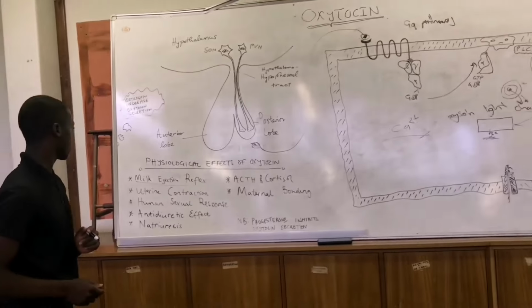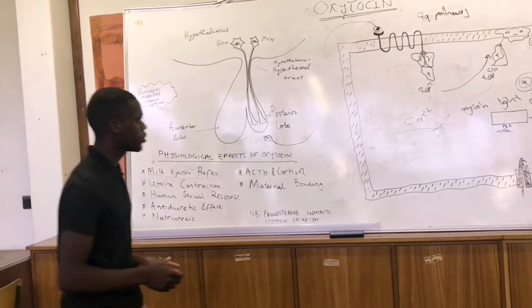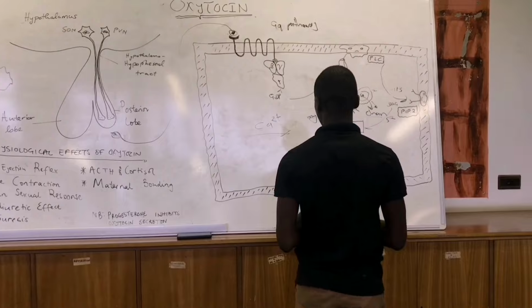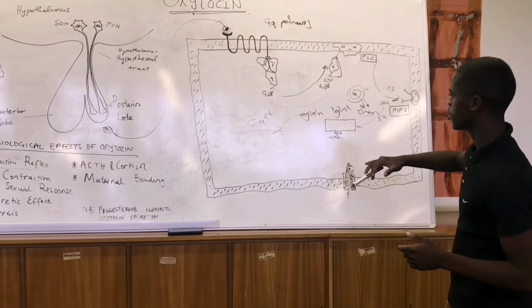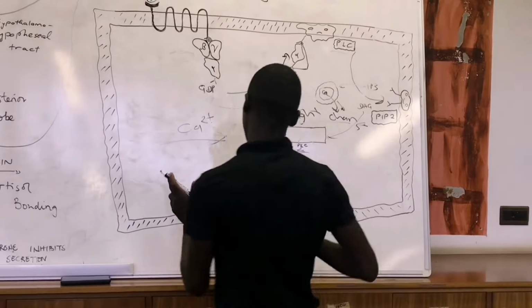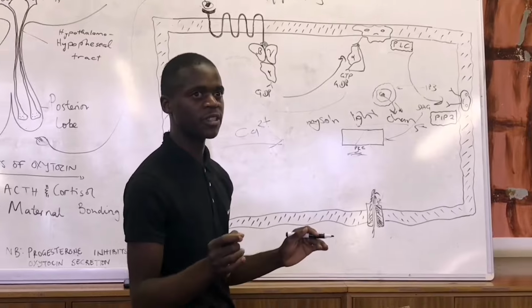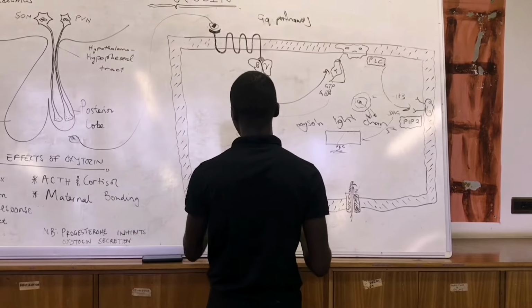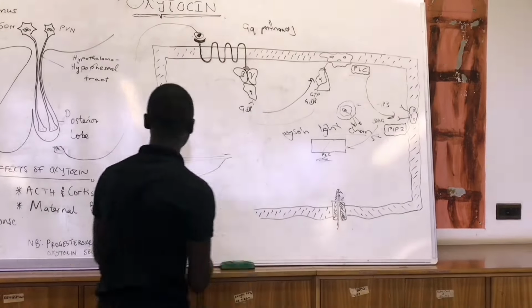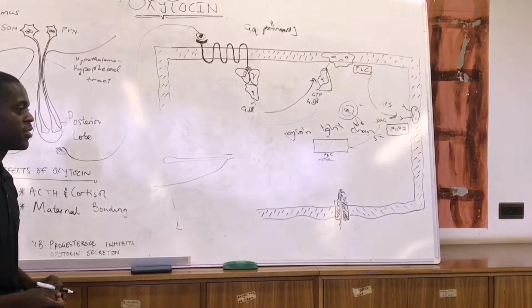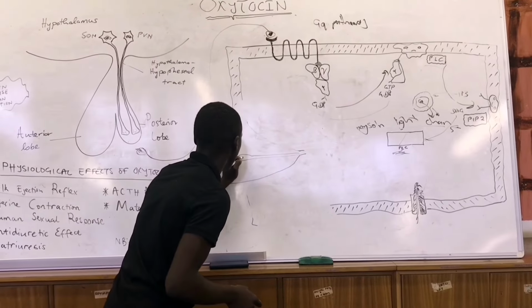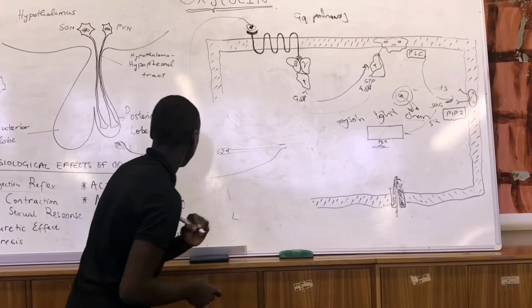Here we've got the first one, milk ejection reflex. So in the breast, we realize that we have got alveolar cells, we have got our lactiferous. So due to prolactin, we already have milk. So imagine that this is our lactiferous duct. Milk is already stored inside this organ.